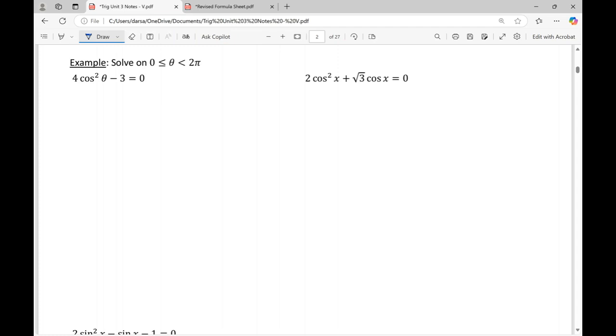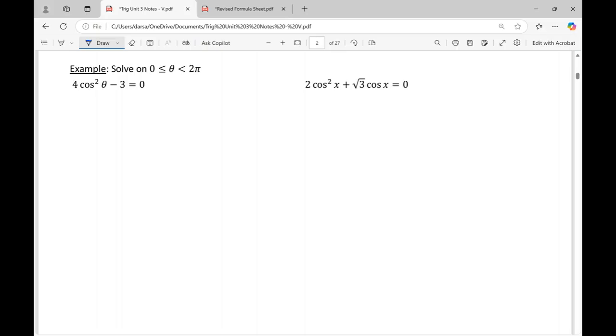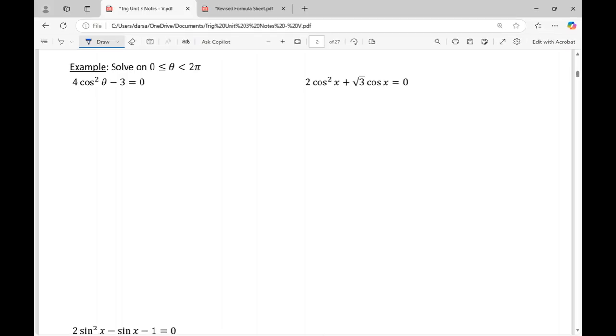In this problem, we have 4 cosine squared theta minus 3 is equal to 0. Remember, in order for us to solve trigonometric equations, we must first isolate the trig equation. So we're going to begin this problem by adding 3 to both sides. We get 4 cosine squared theta is equal to 3.